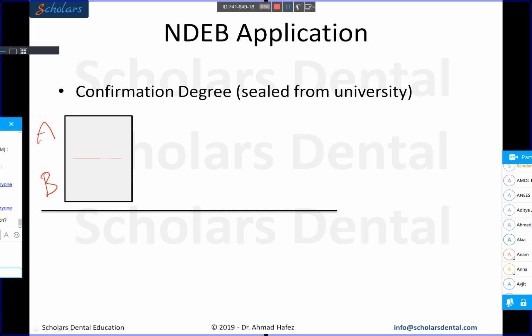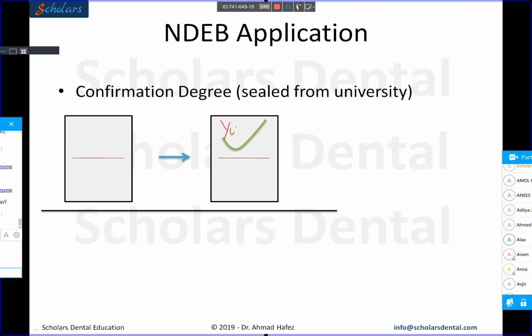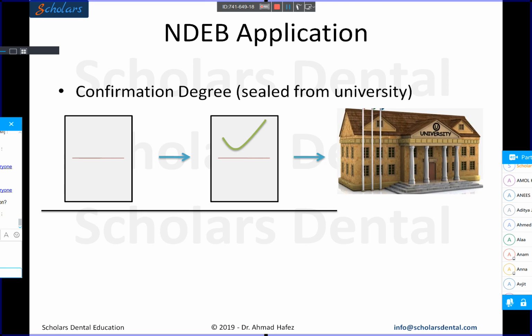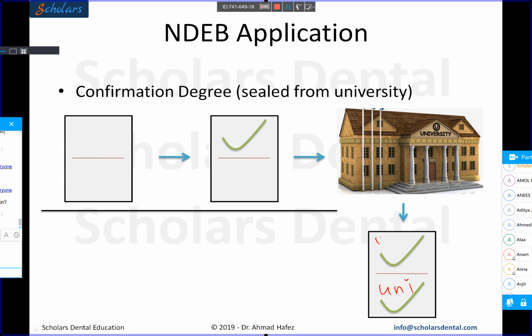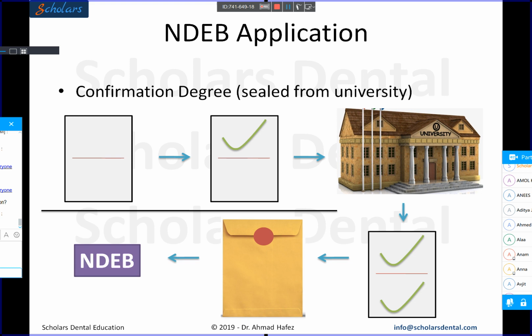So now this is the confirmation degree. You're going to fill up the first half, so you're going to put your info here. Then you have to put this inside an envelope and send it to your university, or maybe scan it and send it to your university. Then your university has to fill up the second half. So the university fills up the second half, you fill up the first half. And then the university has to put it inside a sealed envelope and send it to the NDEB. That's what the confirmation degree is.